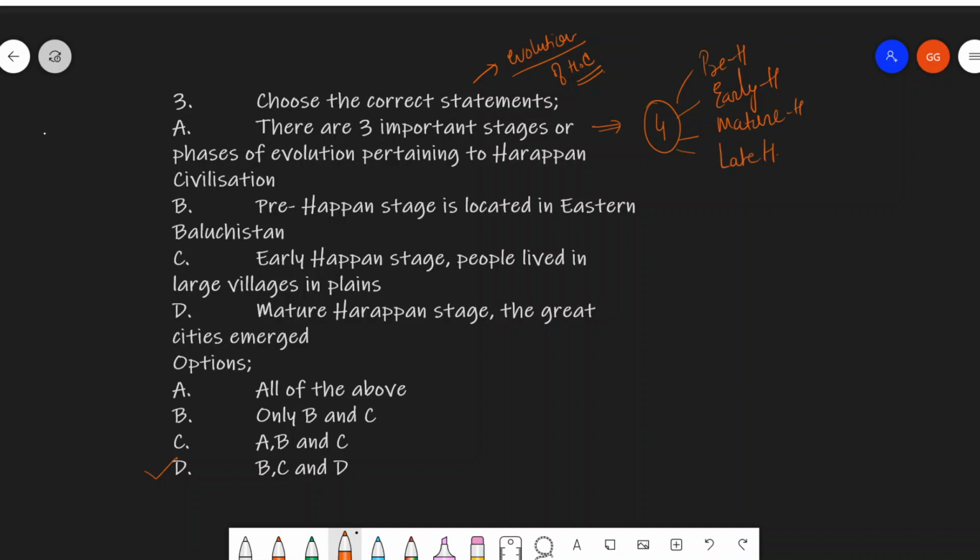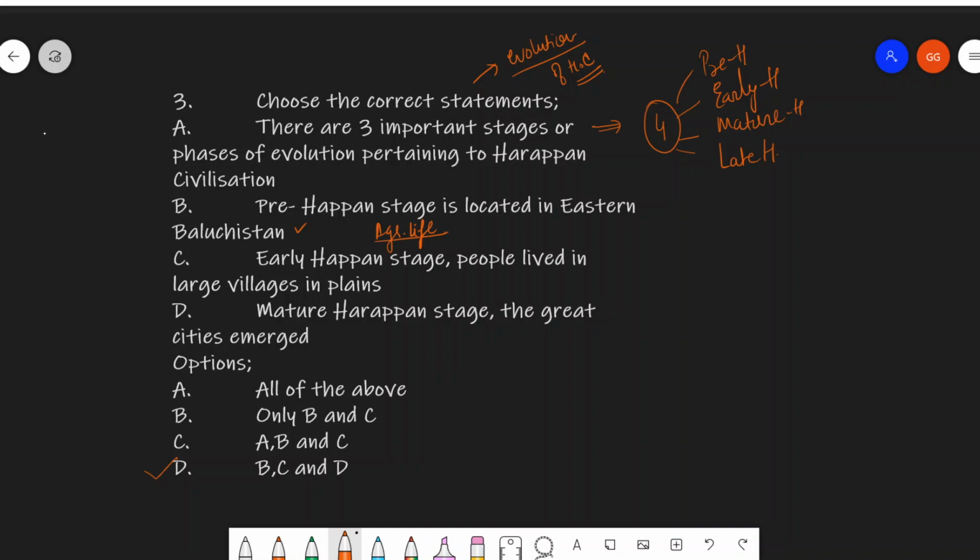Now, pre-Harappan stage is located in eastern Balochistan. This is absolutely correct. The excavations basically happened at Mehergarh, which is 150 miles to the northwest of Mohenjo-daro. That basically reveals the existence of pre-Harappan stage, right? In this stage, the nomadic people began to settle in a place and they led agricultural life.